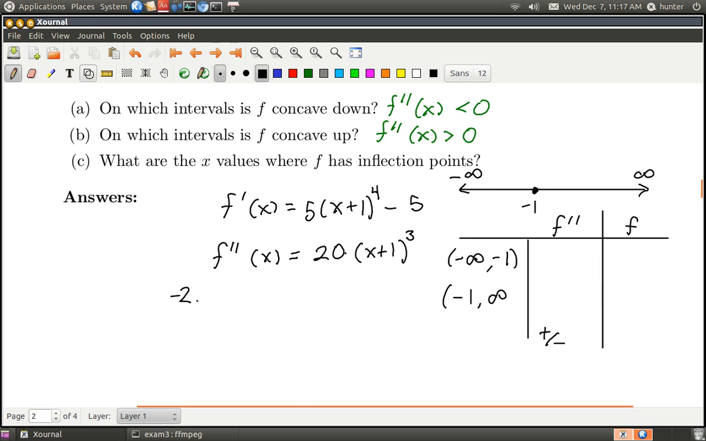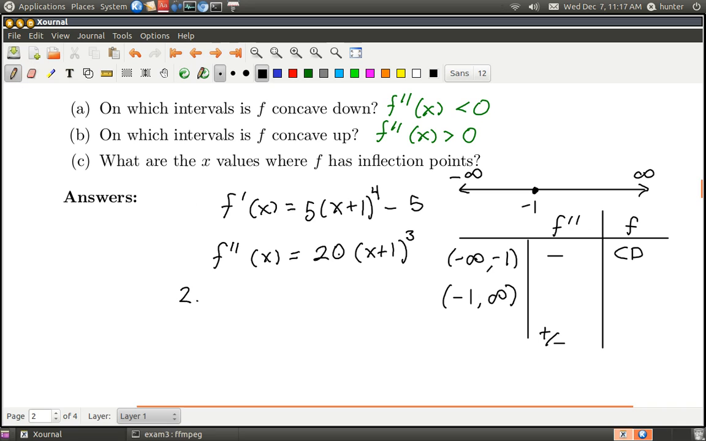So what happens when we plug -2 in here? Remember, negatives raised to an odd power are still negative, right? So this is going to be 20 times -1 cubed, which is going to be negative. So this is negative. That means f is concave down. And we have one, I did that last time, didn't I? I have one more interval left to check. So a nice test point there is just 2.